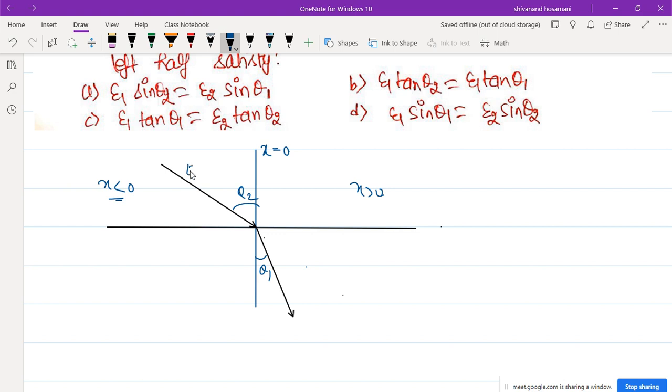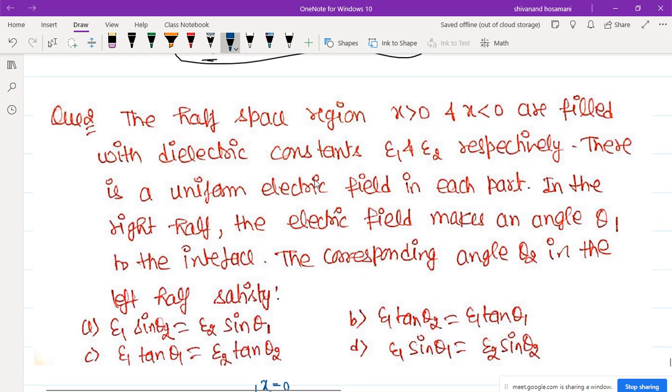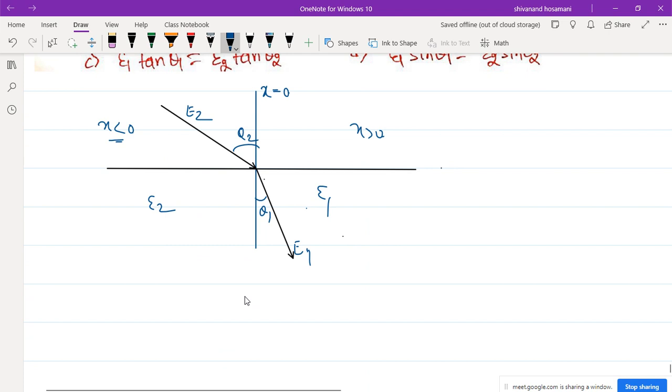Here let us take the electric field as E2 and here electric field E1. The mediums are epsilon 2 and epsilon 1. Read the problem: the half space regions x greater than 0 and x less than 0 are filled with dielectric constants epsilon 1 and epsilon 2 respectively. There is a uniform electric field in each part; in the right half the electric field makes an angle theta 1 and in the left half minus theta 2. This is what the diagram is according to the problem.